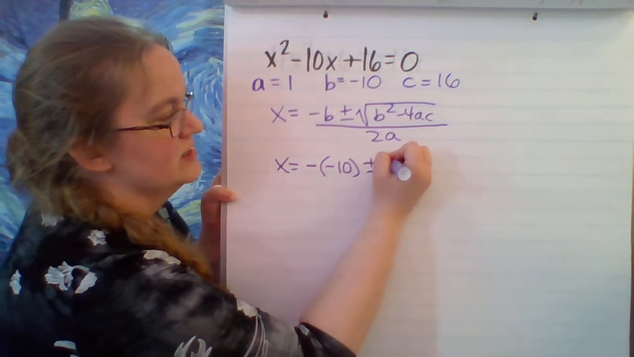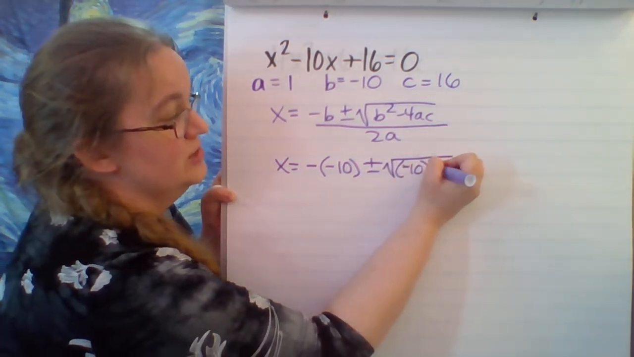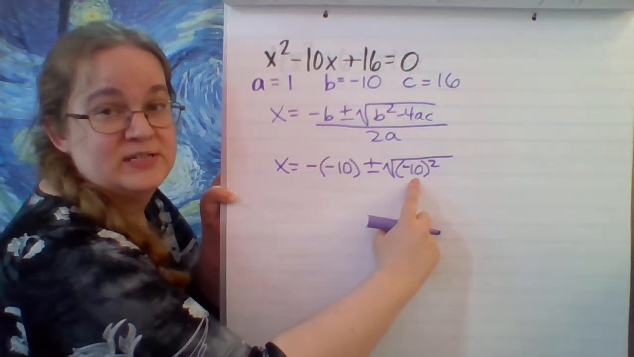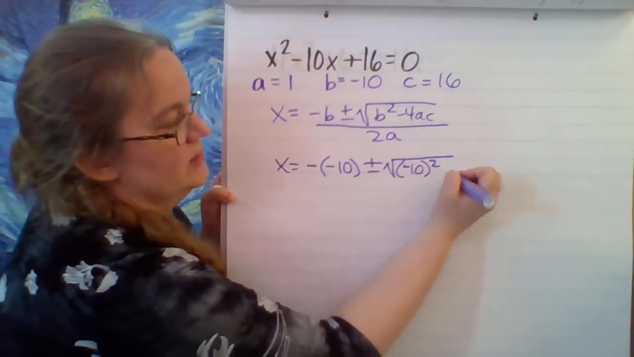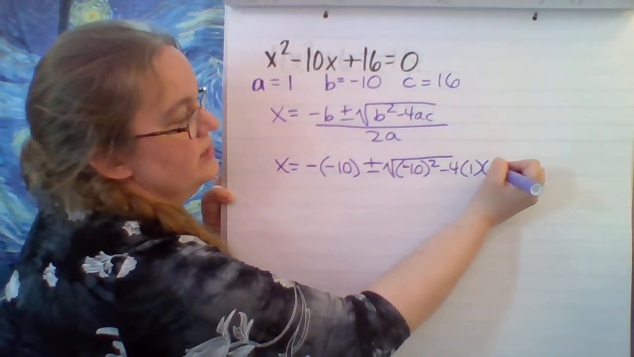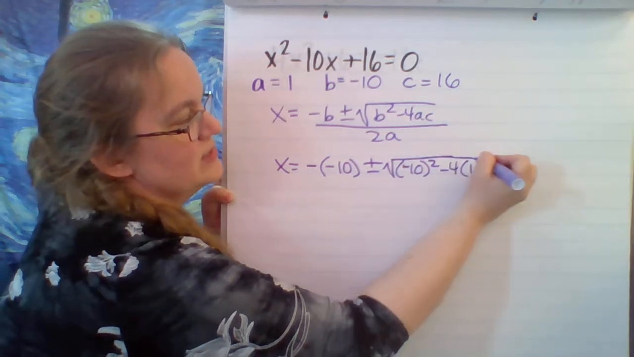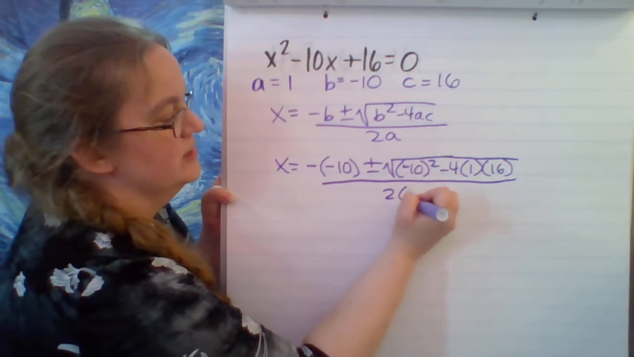Plus or minus the square root. Okay. Substituting, again, a negative number into parentheses. So it's negative 10 times negative 10, not 10 squared made negative. So make sure that you are getting that correct. A is 1, c is 16. Divided by 2 times 1.